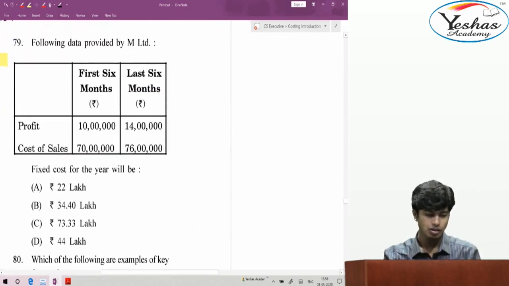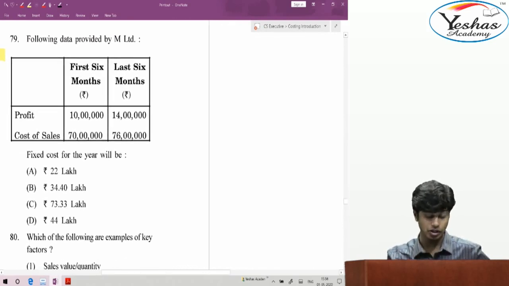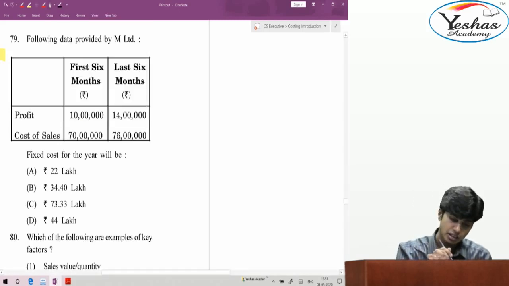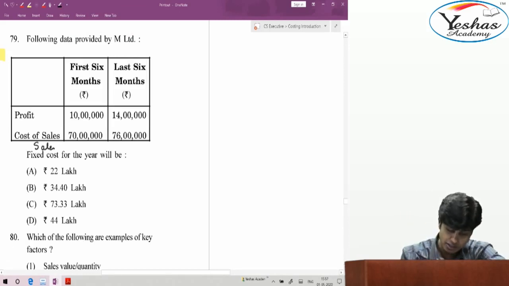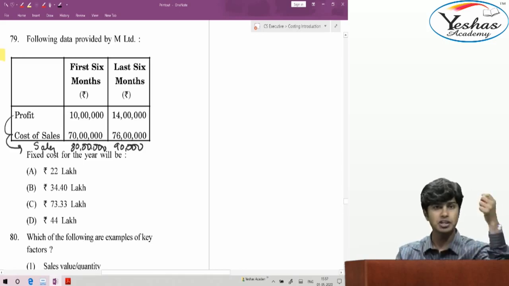79th one. The following data of M Limited is given. The cost of sales in the first 6 months, the cost of sales in the second 6 months, as well as the profits. Basically, when they've given profit and cost, we can actually find sales. Total 80 lakh will be their sales in the first 6 months, and 90 lakh will be their sales in the next 6 months. So if we add profit and cost, we get sales: cost plus profit is sales.